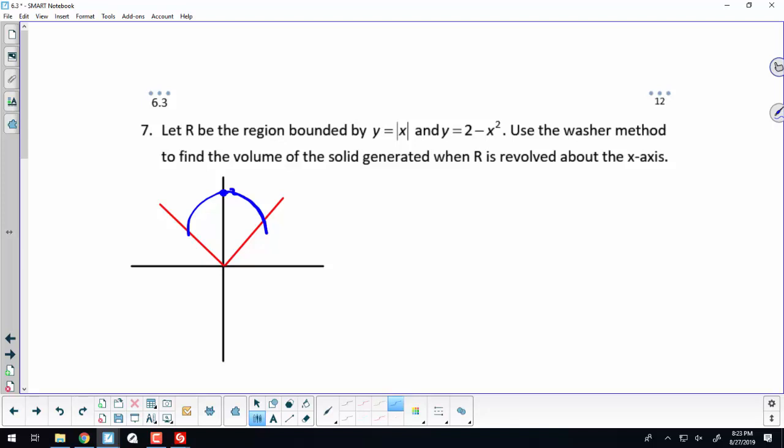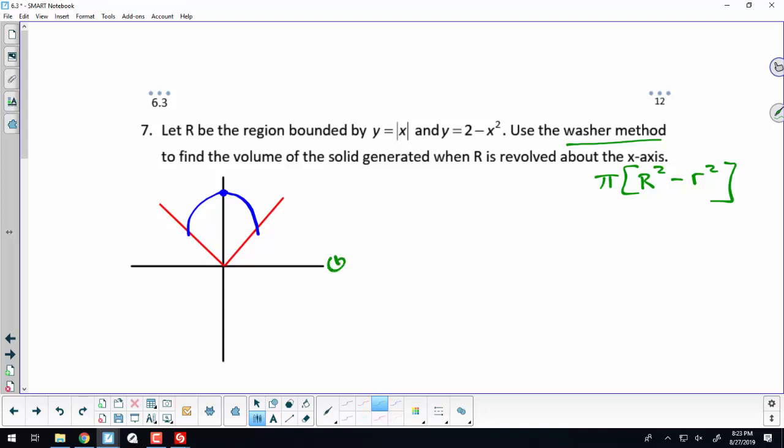You get that? No. I'll try to do better. Okay, good enough. All right, so the region bound by the red and blue curves. Use the washer method to find the volume. So again, I'm thinking pi times outer radius squared minus inner radius squared, to find the volume of the solid generated when it's revolved around the x-axis.